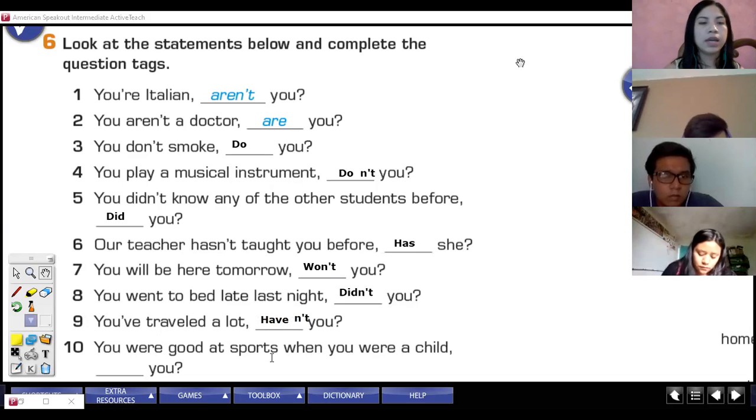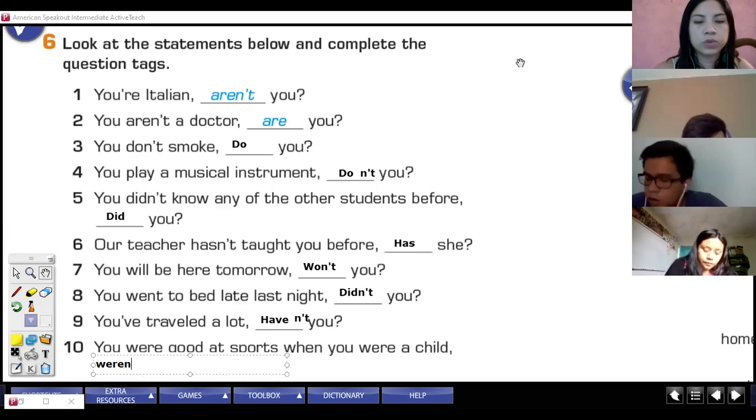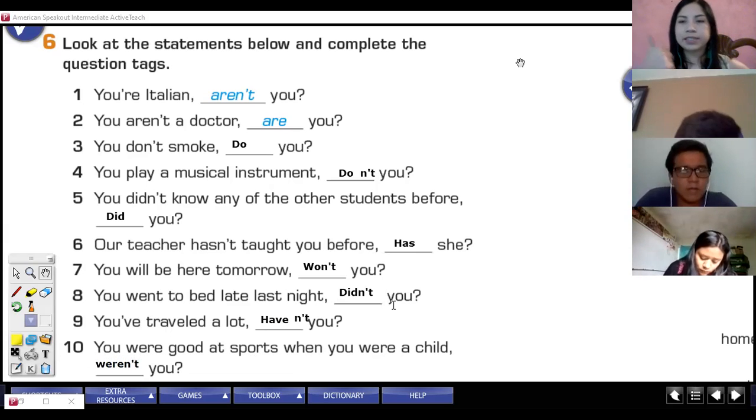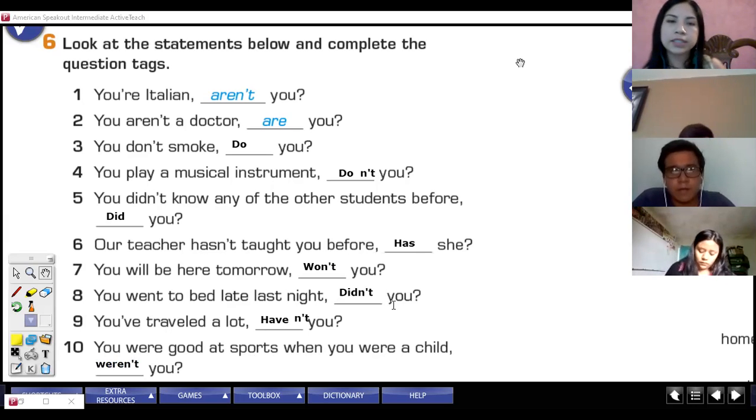And number 10, you were good sports. ¿Qué tiempo es este? Simple past. ¿Y qué verbo? Were. Verb to be. Okay? So affirmative, you need negative. Weren't you? Easy? Easy peasy? Good? So far so good?